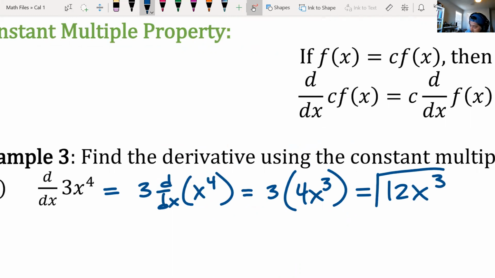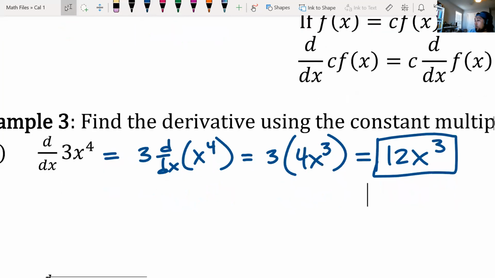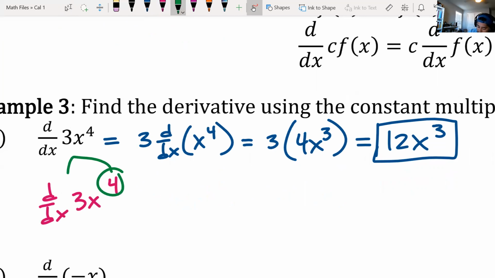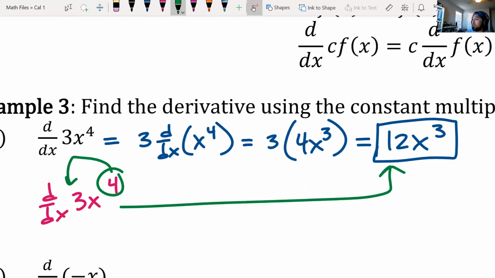So the constant multiple property just allows us to split terms up, but we honestly don't really have to use it unless we need to. We could have just said, hey, this 4 will come and multiply that 3, giving me 12, and we were done a long time ago. Very nice, right? Multiply to 12, take 1 away, and it's done.